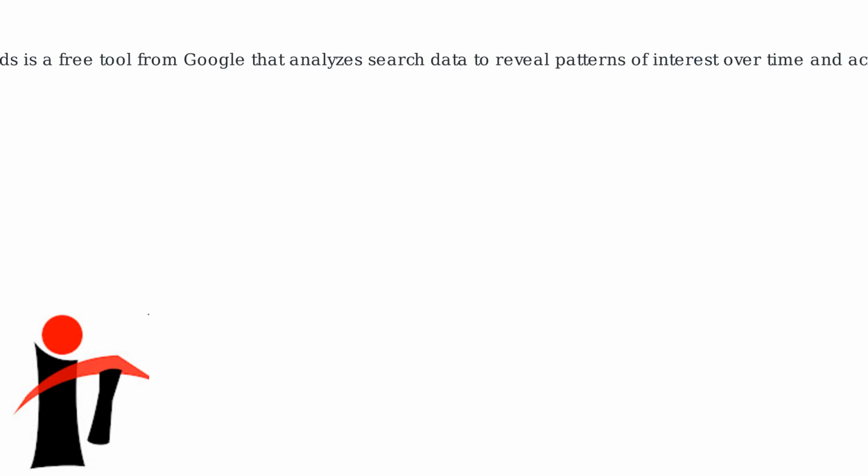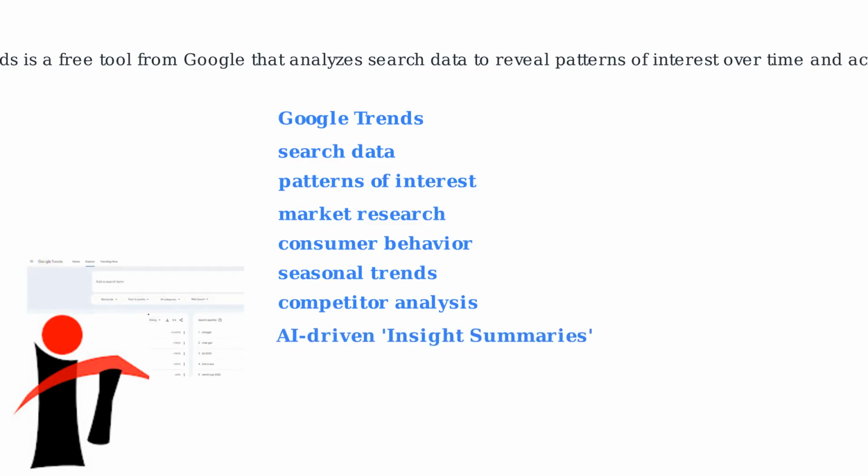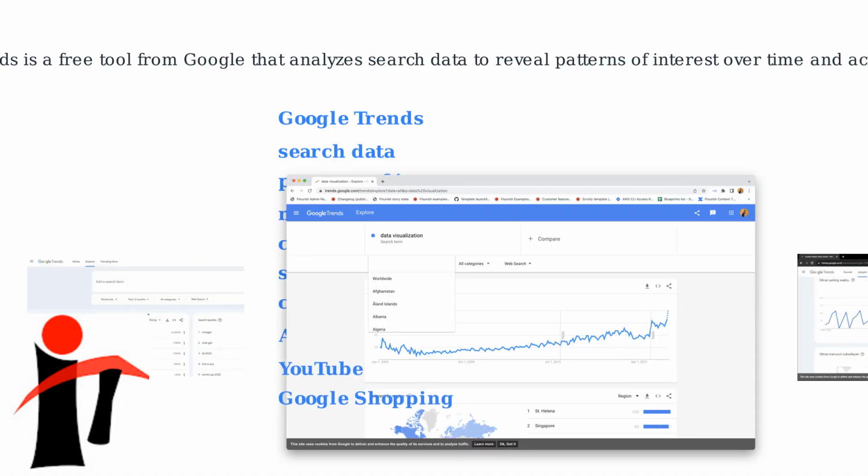Google Trends is a free tool from Google that analyzes search data to reveal patterns of interest over time and across regions. As of 2025, it's a key resource for market research, helping businesses uncover insights into consumer behavior, seasonal trends, and competitor analysis. Recent updates include AI-driven insight summaries that automatically explain trends. Integration with YouTube and Google Shopping data provides a more holistic view.